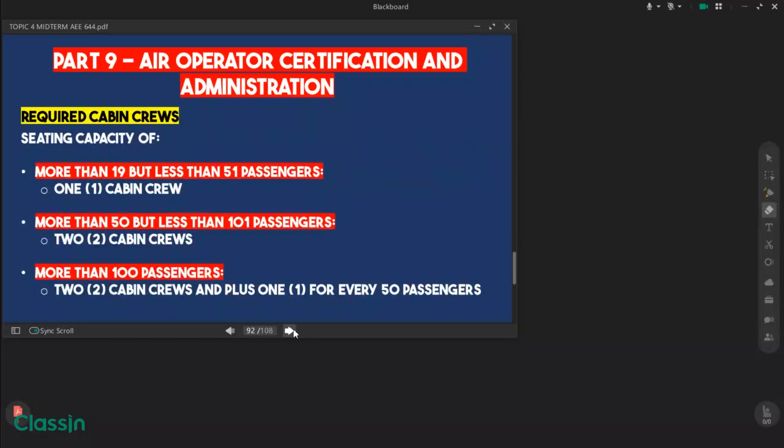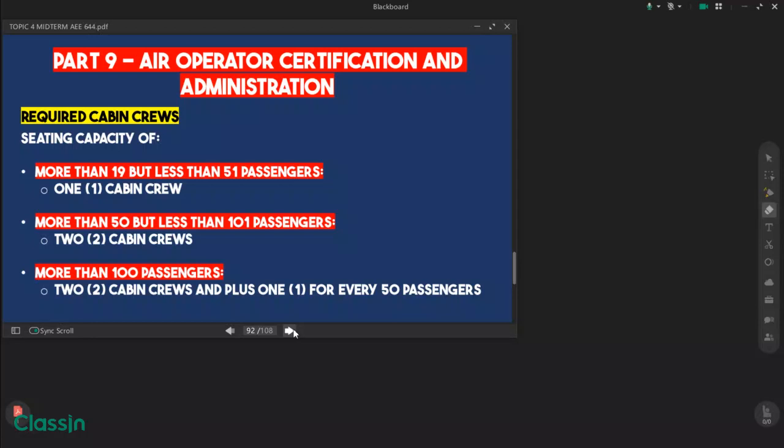Okay? So, siguro nagtataka kayo kung saan binibase yung dami ng cabin crew or flight attendants in every aircraft. So makikita natin dito, yung seating capacity, more than 19 but less than 51, we need 1 cabin crew. More than 50 but less than 101, we have 2 cabin crews yung kailangan. More than 100 passengers, 2 cabin crews, plus 1 for every 50 passengers. So for example, 150 yung passengers mo, ang kailangan mo ng cabin crew is 2 plus 1. Kasi sabi dito, plus 1 for every 50 passengers.